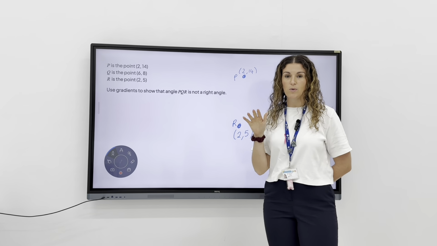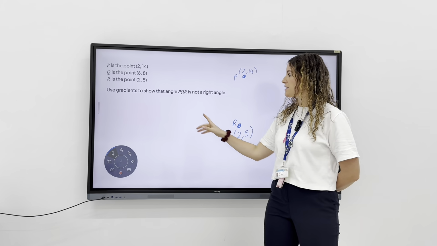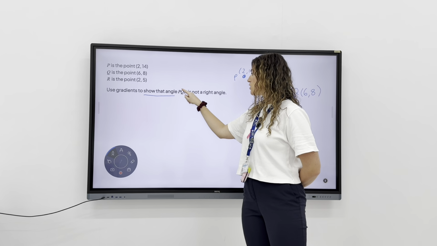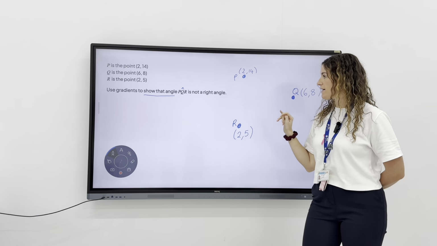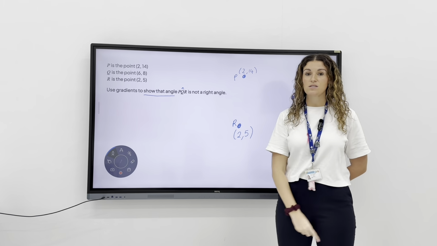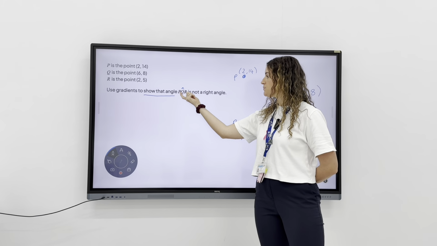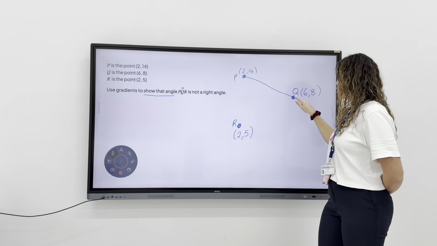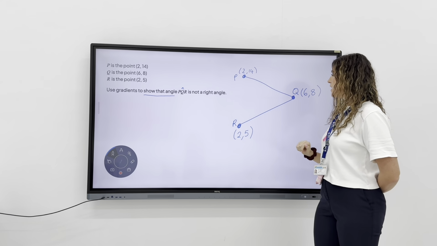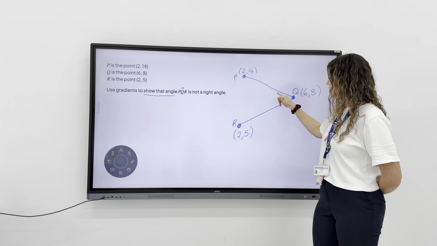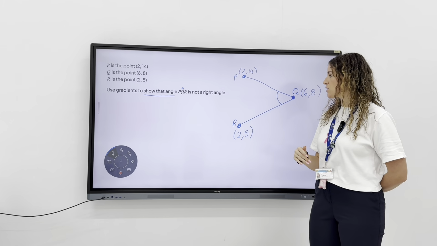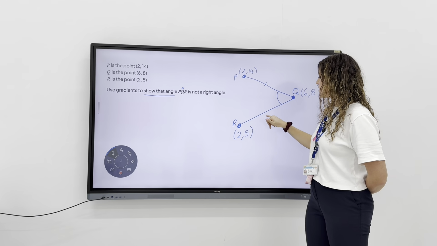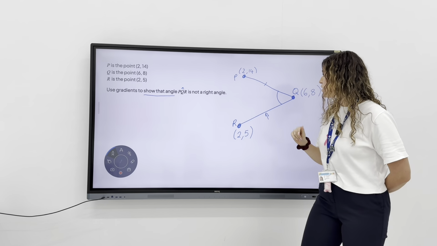Now let's get to what the question's actually asking us. It's asking us to use gradients to show the angle PQR is not a right angle. The reason I've done this is to remind me that the angle is at the middle letter. So I'm going to join these up. It wants me to prove that this angle here is not a right angle by using the gradient, so I need the gradient of this line and of this line here. Let's do that.